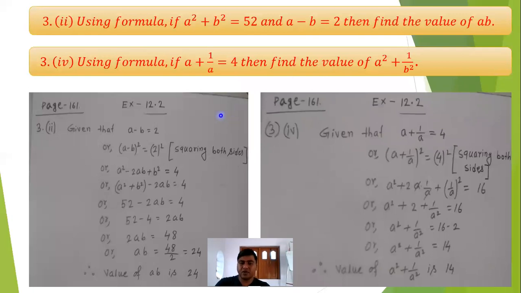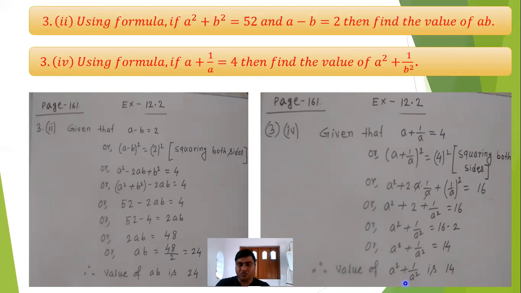Given that a plus 1/a equals 4, now squaring both sides, (a + 1/a) whole square equals 4 square. (a + 1/a) whole square is a square plus 2 into a into 1/a plus (1/a) whole square equals 4 square is 16. a square, a cancel, plus 2 plus 1/a square equals 16, or a square plus 1/a square equals 16 minus 2. a square plus 1/a square equals 14.